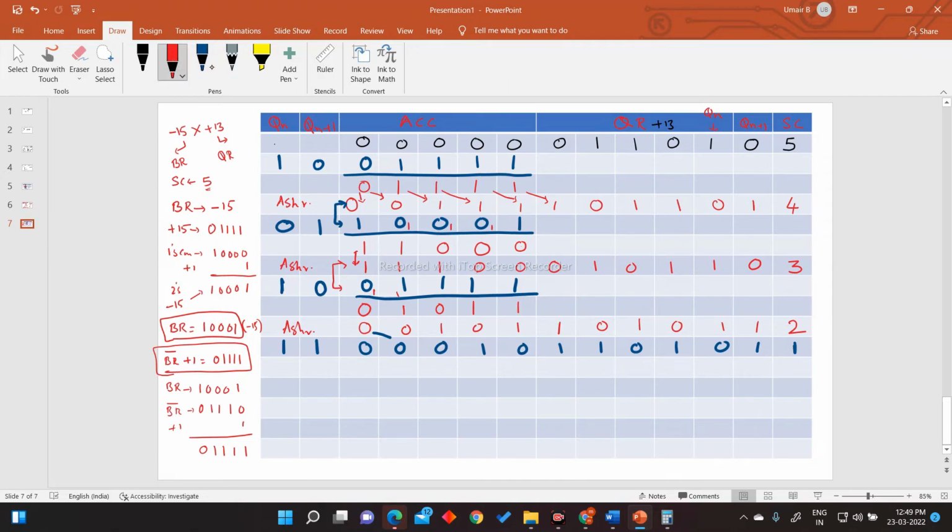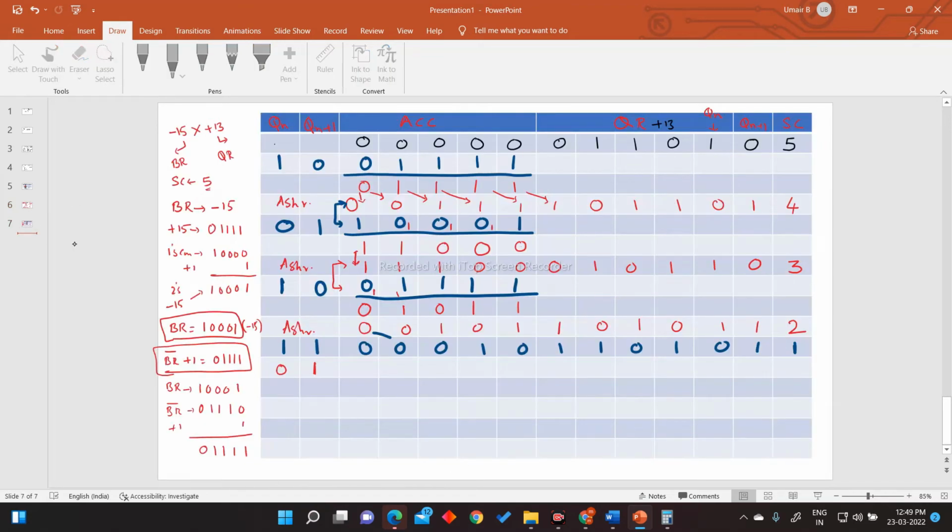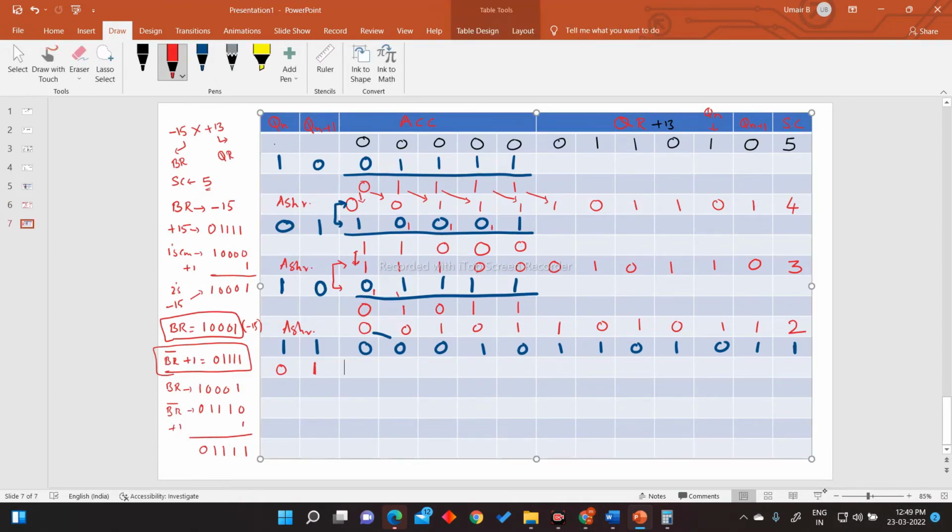Now in this iteration, the value of qn is 0, and qn plus 1 is 1. Now if it is 0 1, you have to add br to the accumulator content. Now what is the br value? You just write it down. Br value is 1 0 0 0 1.